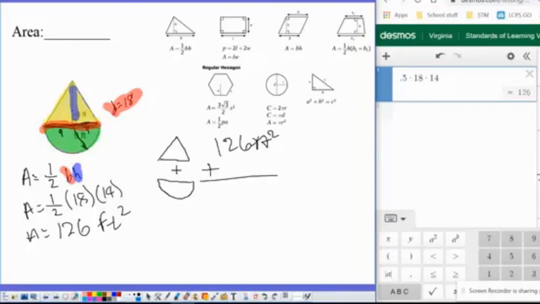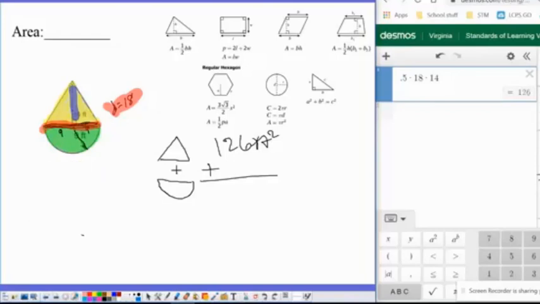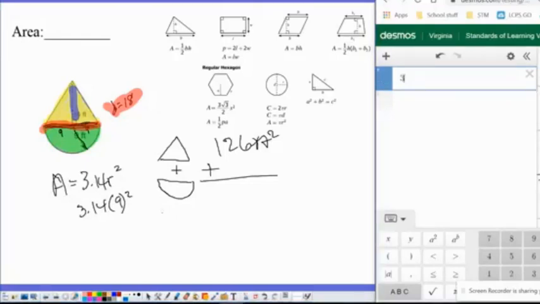Okay, so I'm going to find the area of the circle, and then I am going to take half of that area, or divide it by 2. So the area of the circle is going to be 3.14 radius squared, or pi r squared. So 3.14 times the radius of 9. So 9 squared is 81, and then 3.14 times that 81 is going to be 254.34.